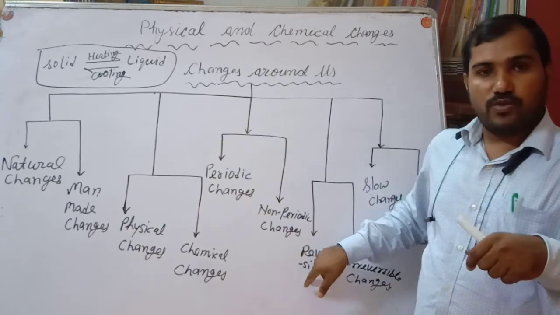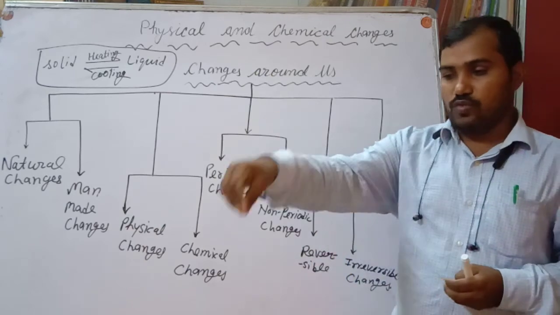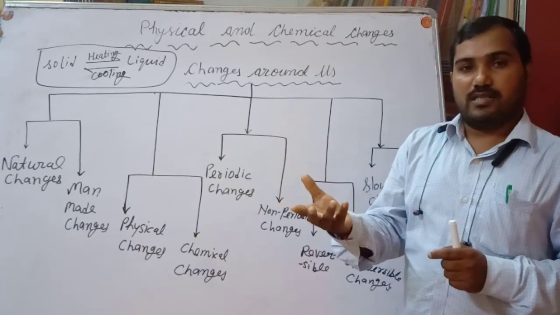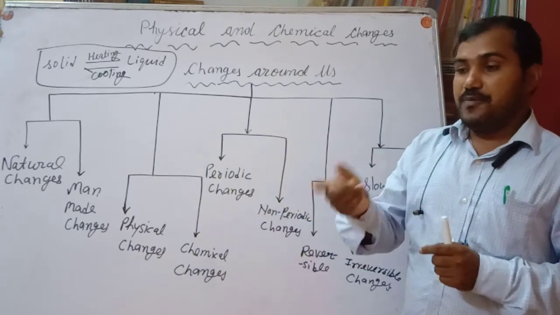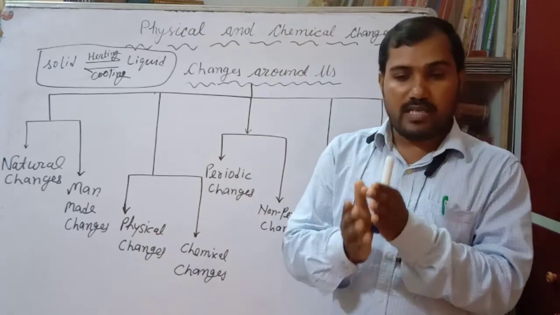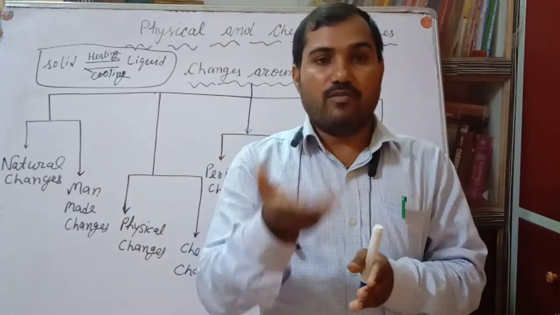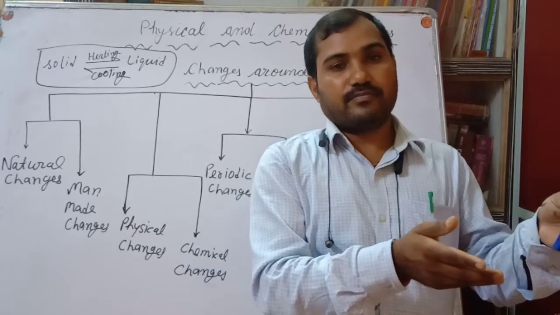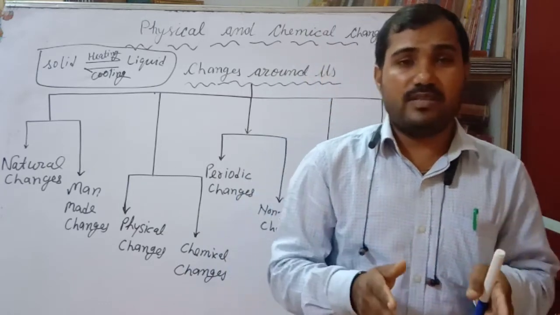Preparation of sugar solution. You have added sugar in the water, and after shaking, you have got the solution. And again, if you want to separate that sugar from the water, then by heating, all the water molecules will convert into vapor and you will get the sugar crystals. So it is an example of the reversible changes.